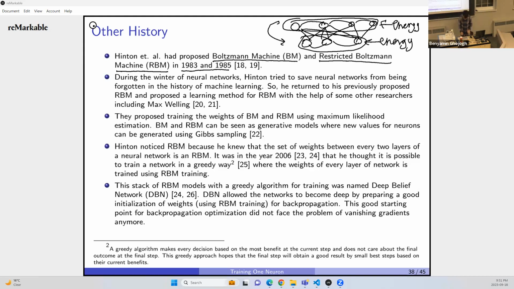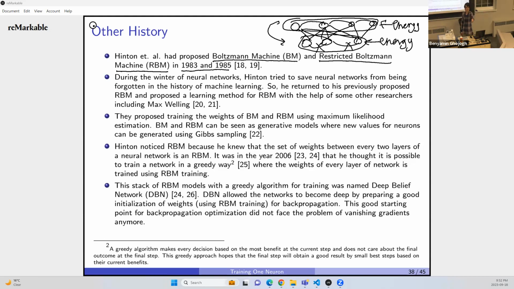In the Boltzmann machine, I have connections between the neurons of the same layer too. Let me remove these connections. In other words, let me restrict this Boltzmann machine, so I call it a restricted Boltzmann machine. I remove the connections between the neurons within each layer. And interestingly, every layer of a neural network, a multi-layer perceptron, is a restricted Boltzmann machine.